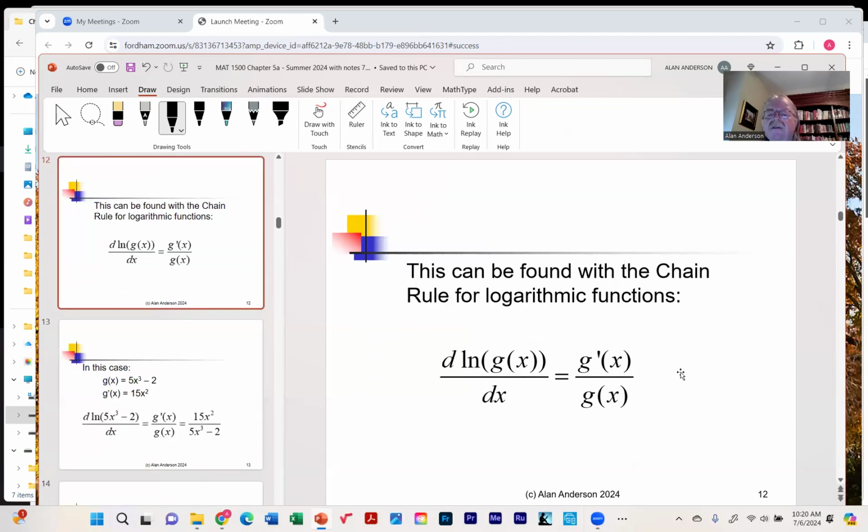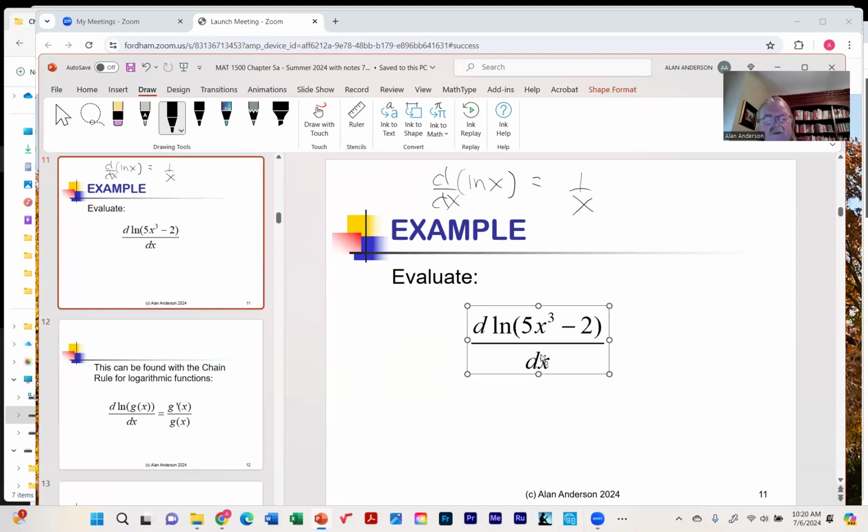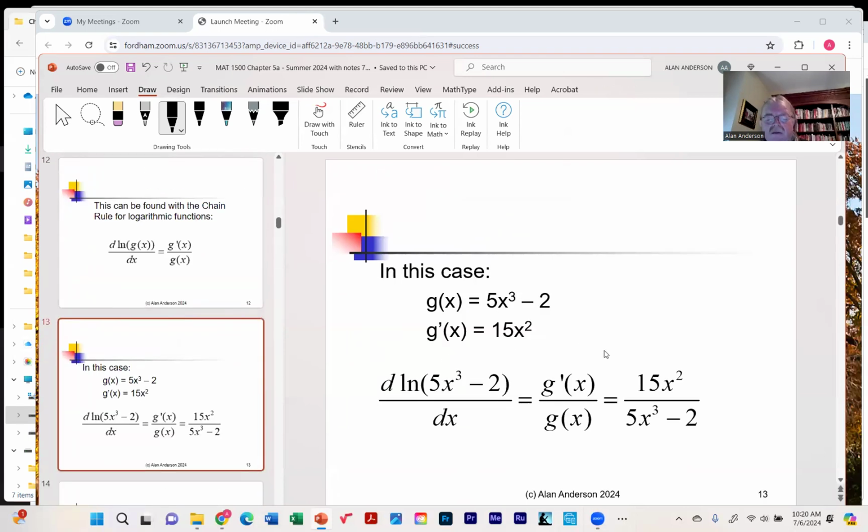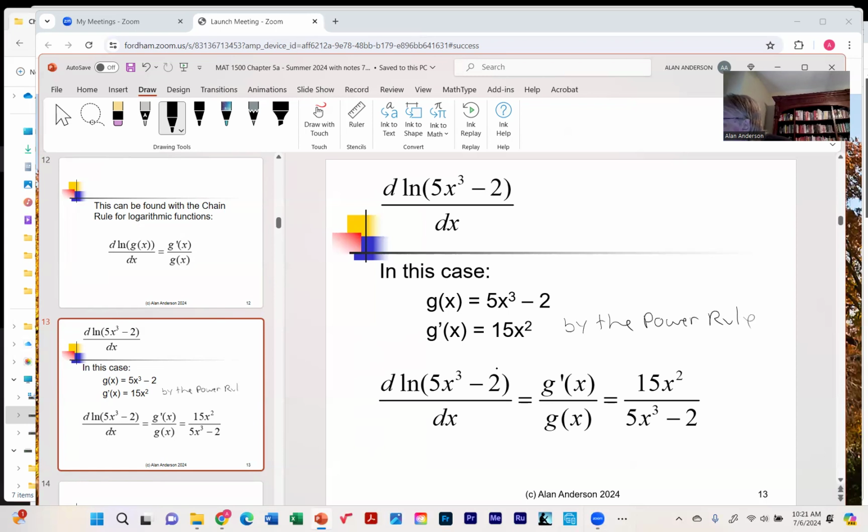So that being the case, if we're taking this derivative, what we can do is identify g of x as what's in parentheses, 5x cubed minus 2. g prime of x, by the power rule, is 15x squared, and then we just substitute, and we end up with 15x squared over 5x cubed minus 2. Now, sometimes we can simplify this. If not, just leave it like that. It's fine the way it is.